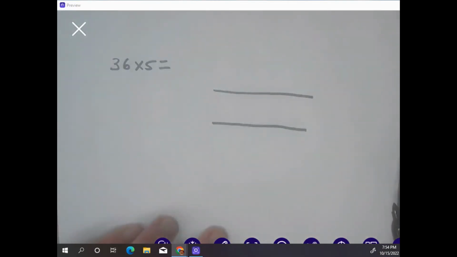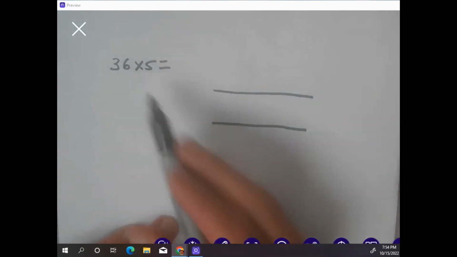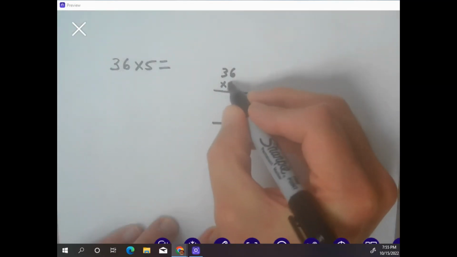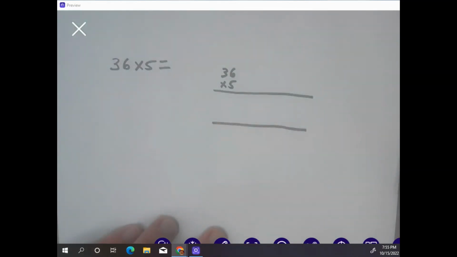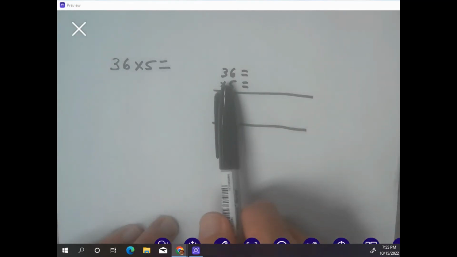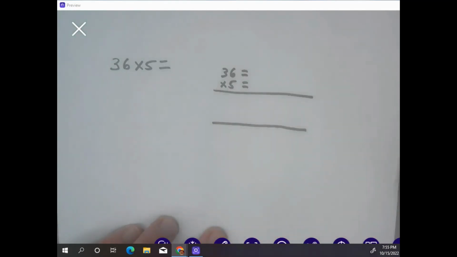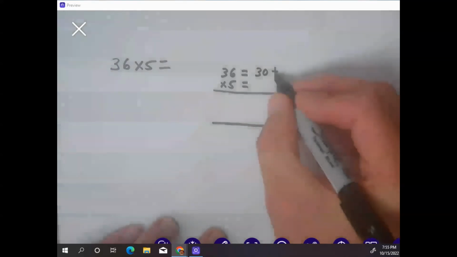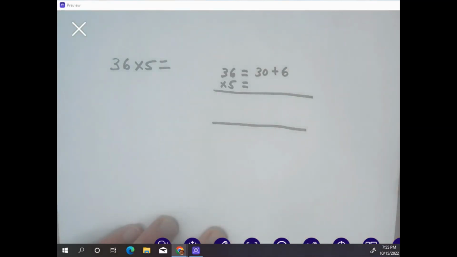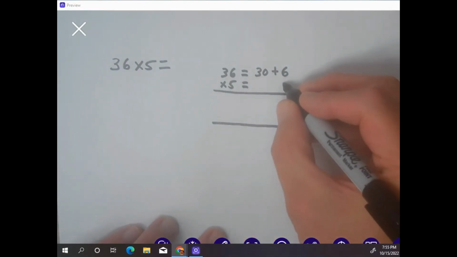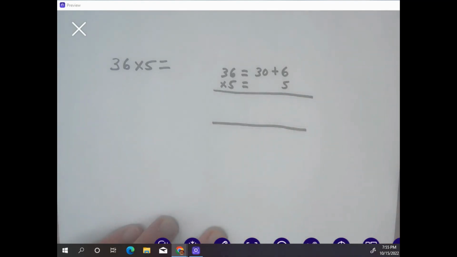Above this first line, I rewrite the multiplication problem. I'm going to put the 36 on top. So it's really 36 times 5. Then do you remember what to do next? We're going to expand the 36 into the tens place and ones place. So maybe you already wrote this. It's 30 plus 6. 36 is the same as 30 plus 6. And then the 5, we don't need to expand it. It's just in the ones column. So I'm going to put it underneath the ones column here.